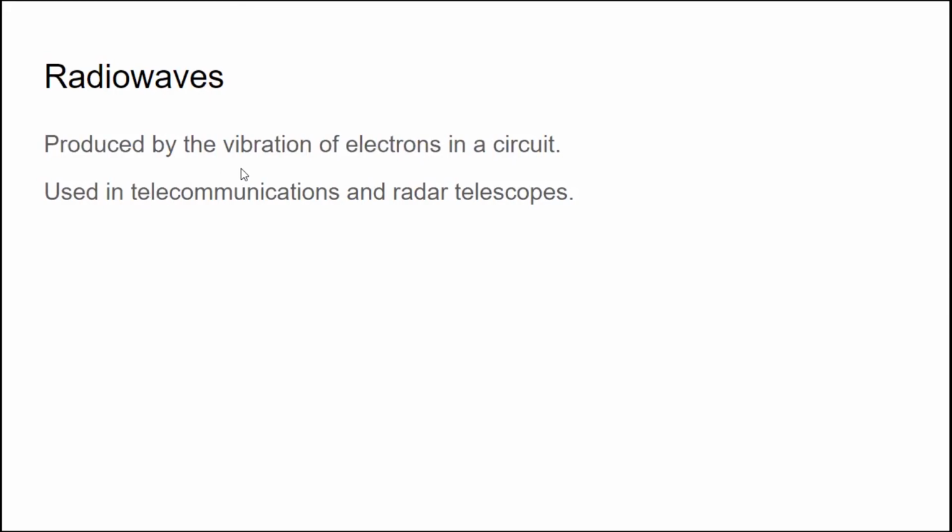Radio waves are produced by the vibration of electrons in a circuit, and they are also used in telecommunications and radar telescopes. Basically, you have to memorize all of these. It's a very simple chapter, and this is basically the end.